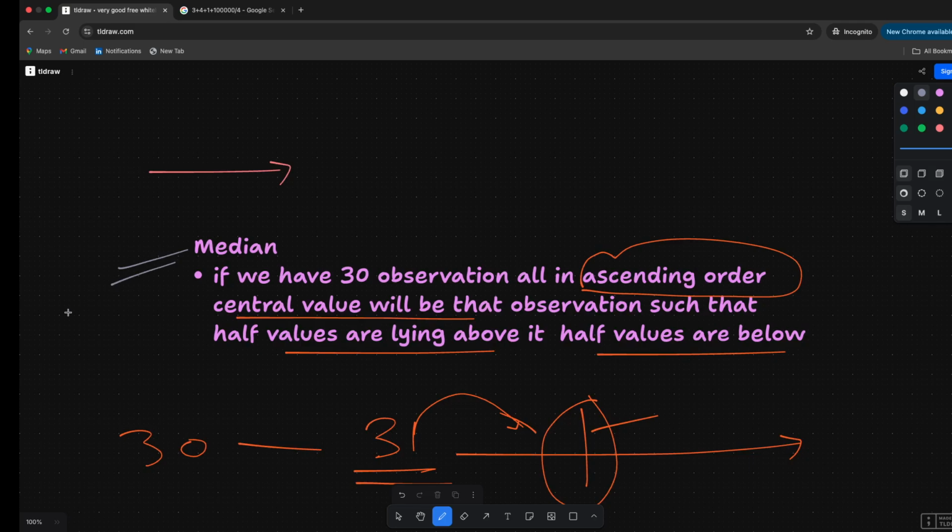This will give us an exact value, because we are arranging values in such a way that 50% are below it and 50% are above it. So this will give us a very good central tendency or a central point.